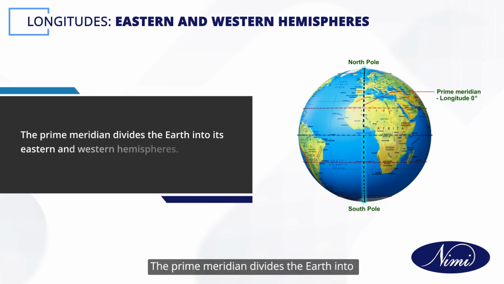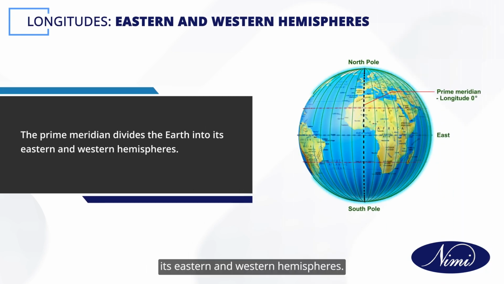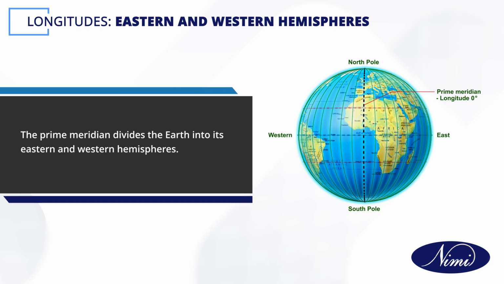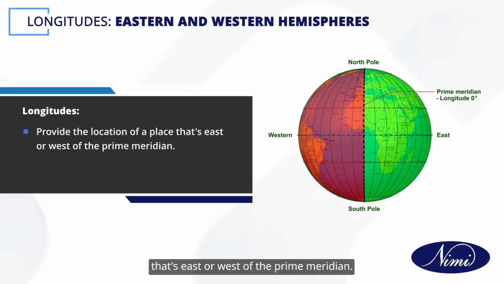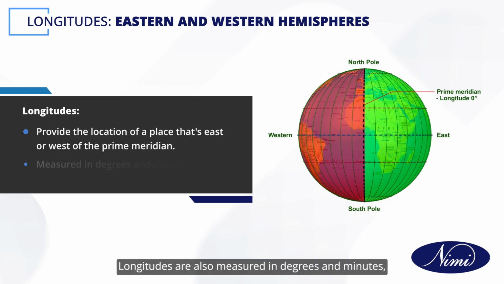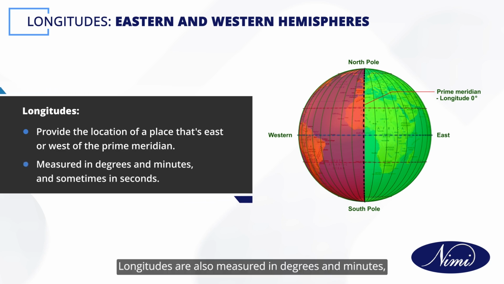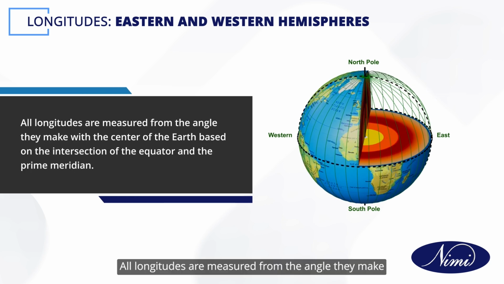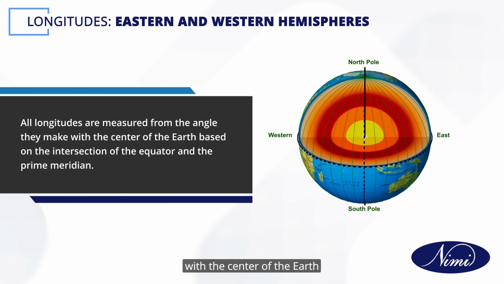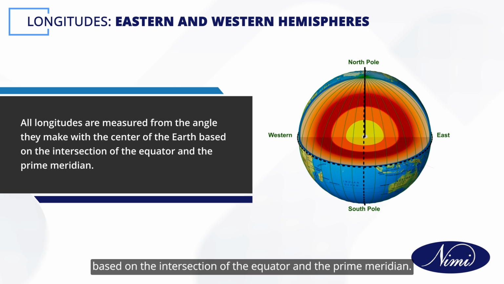The prime meridian divides the Earth into its eastern and western hemispheres. Longitudes provide the location of a place that's east or west of the prime meridian. Longitudes are also measured in degrees and minutes and sometimes in seconds. All longitudes are measured from the angle they make with the center of the Earth based on the intersection of the equator and the prime meridian.